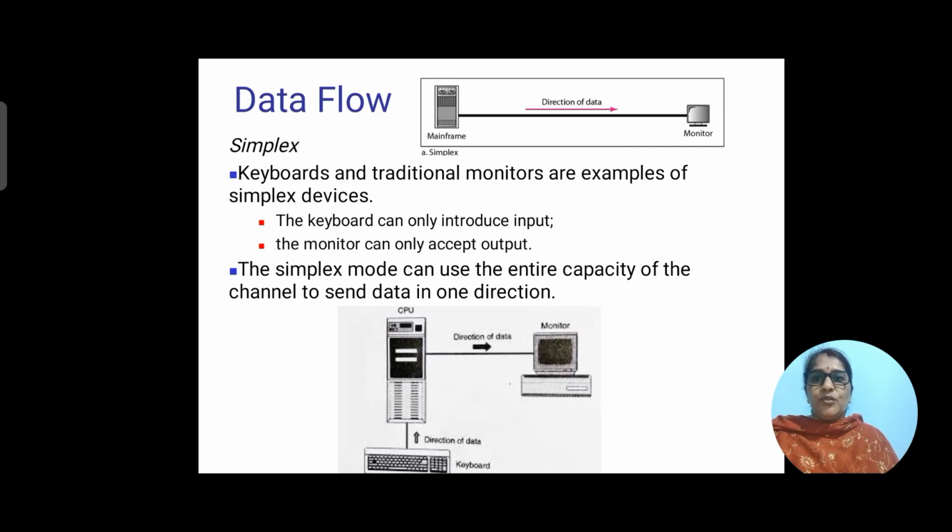The simplex mode can use the entire capacity of the channel to send data in one direction. So as shown in this figure, we have a CPU and the direction of data from the keyboard, and the direction of data to the monitor. So the keyboard introduces input and the monitor expects the output. So only one device can work, that is unidirectional.